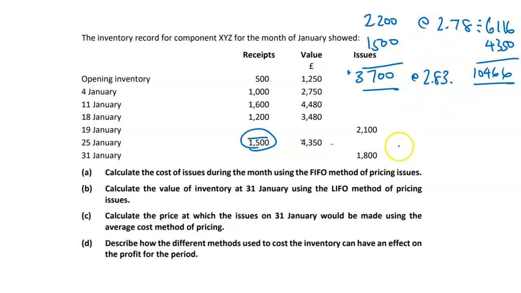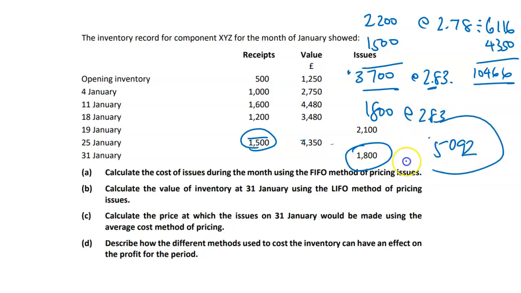The question says, what is the value of this issue? Well, we let go of 1,800. That's what we're really asking: what is the price of this issue? It will be at this £2.83 figure. So I now multiply that by 1,800, and you get 5,091. If you want to round that up, 5,092. That's how we work it out.